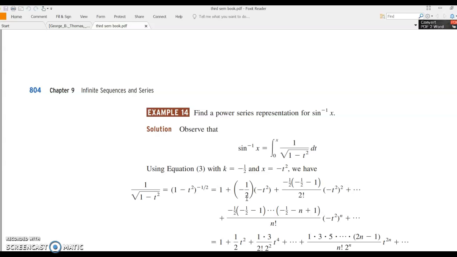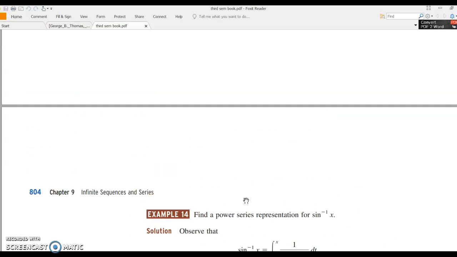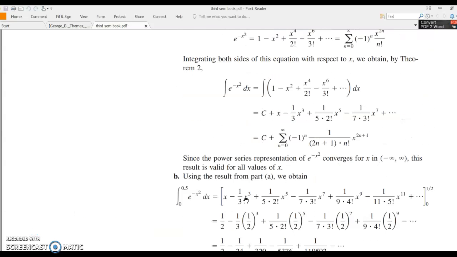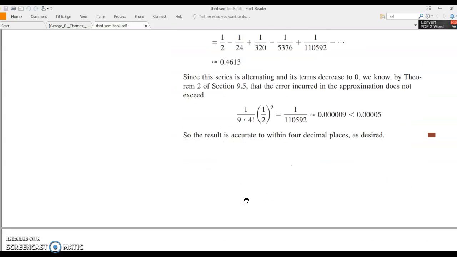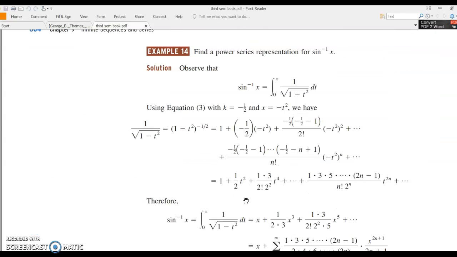You have to do these two problems, and Srihari and Jisha, you have to study example 14 and example 13. Example 13 for Jisha and example 14 for Srihari. You have to study and present that. Okay.